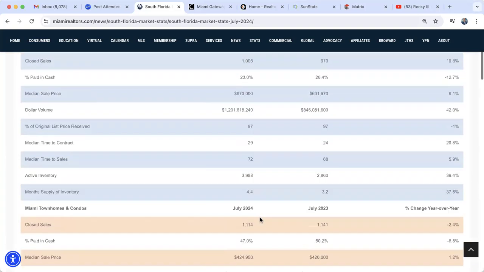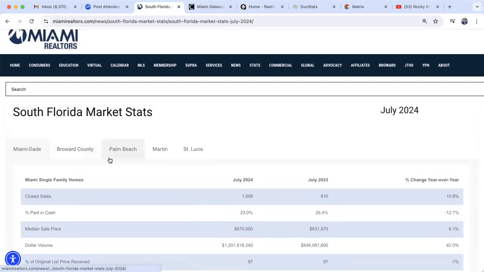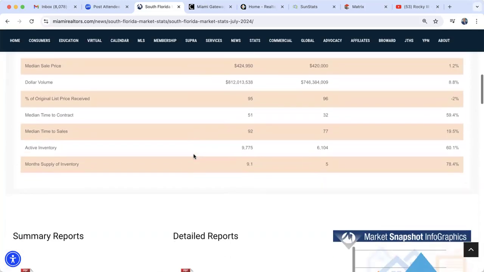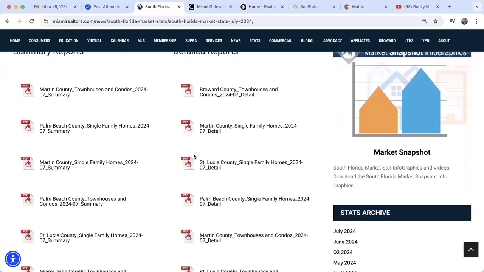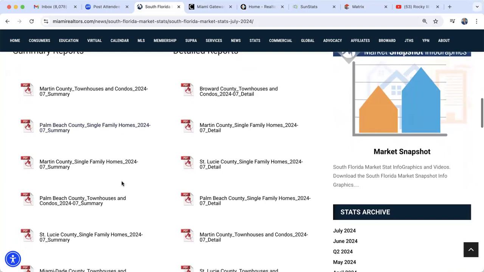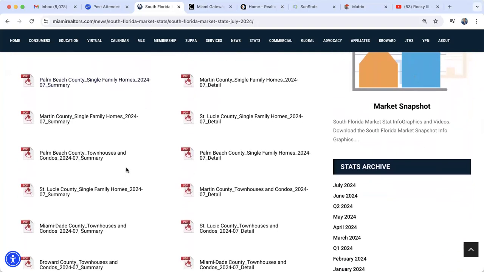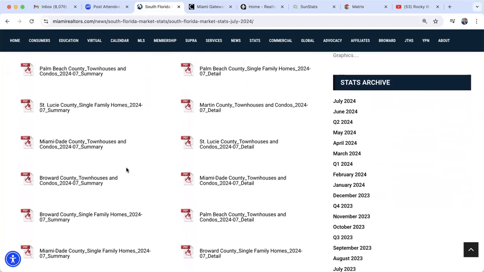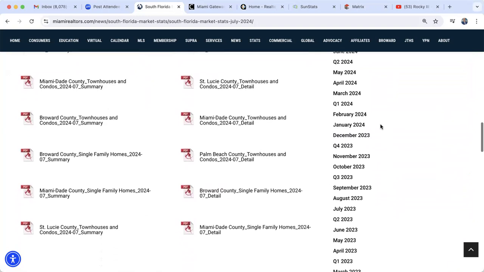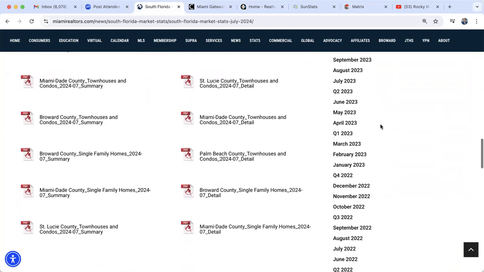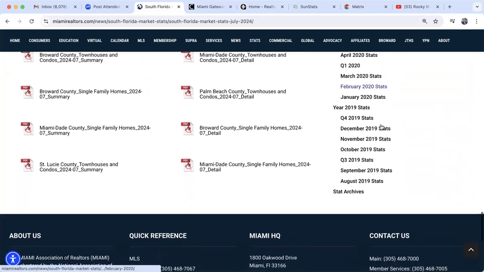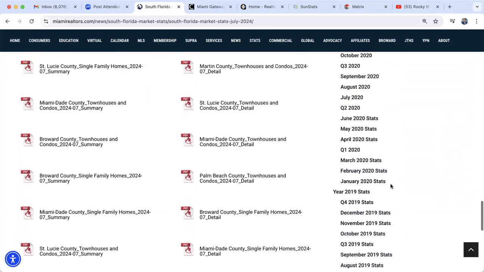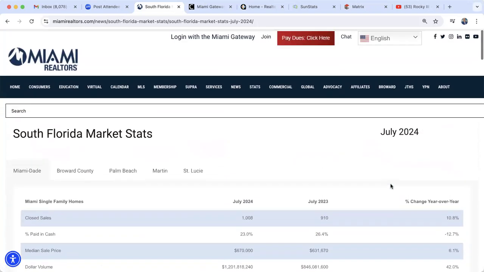Okay, so guys, you can do this for Broward County, Palm Beach County, Martin County, and St. Lucie County. You got flyers down below if you want to print some flyers so it can help you with your presentation. The flyers are all labeled by county and by property type, and you can use these for your own presentations. There is a statistical archive on the right-hand side. You'll see by month and then also by quarter. And it goes back, how far does it go back? It goes back to 2019. All right. So that's what you're going to get, guys, when you click on stats.